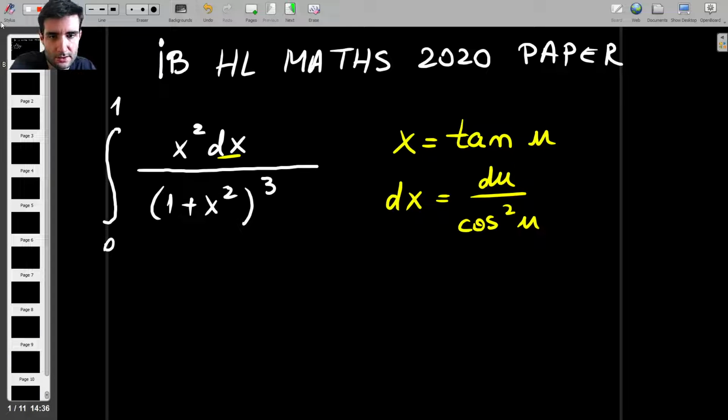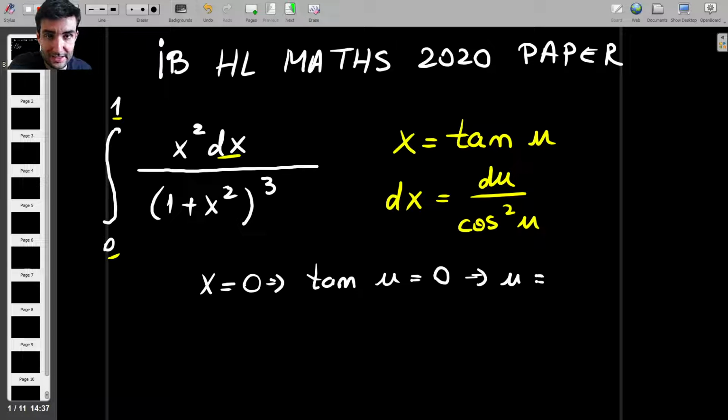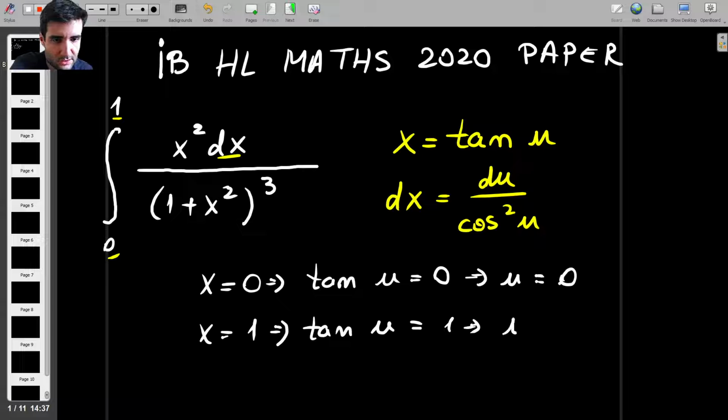The other thing we have to do is change the integration limits. When x is equal to 0, we have tan u equal to 0, so u is arctan of 0, which is just 0. And when x is 1, then tan u is equal to 1, which means that u is arctan of 1, which is just pi over 4.